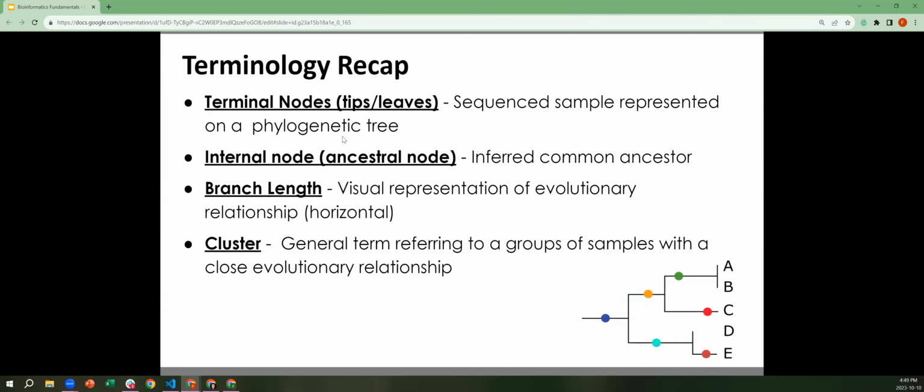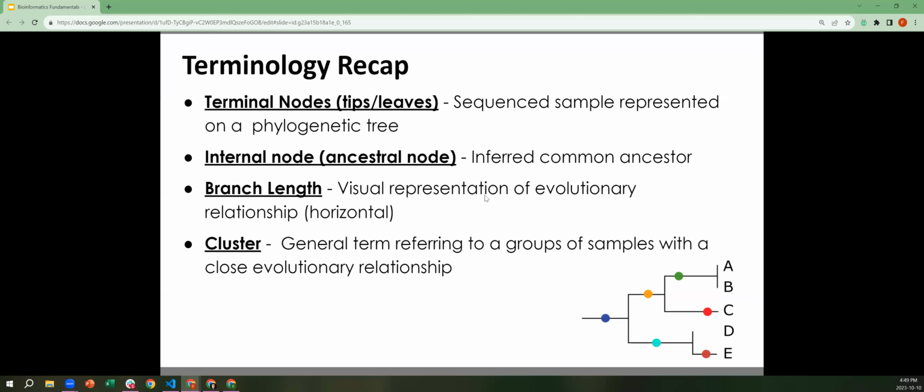Alrighty, so just a recap of the terminology. The terminal nodes are the samples that we perform sequencing on. We have their genomes, and they are how we constructed the phylogenetic tree. The internal nodes are the inferred common ancestors. We don't know if they actually existed. Multiple SNPs can be introduced at the same time, so we cannot say for sure that these inferred common ancestors actually exist.